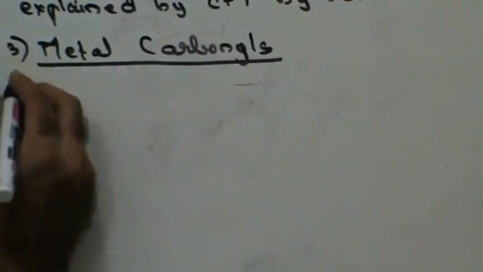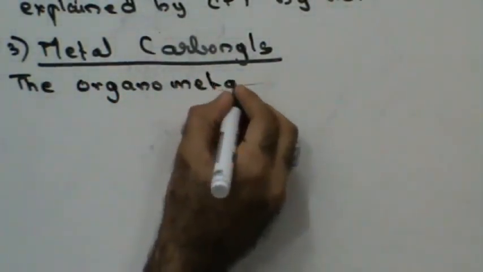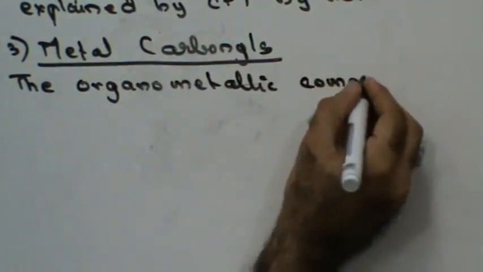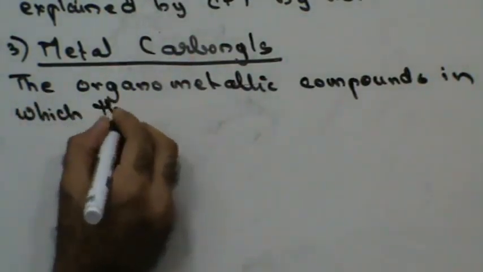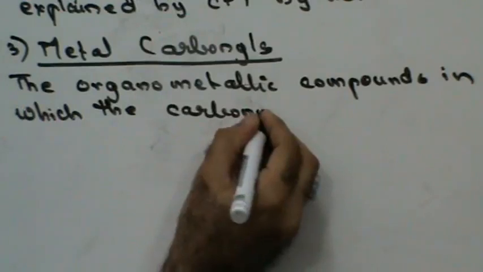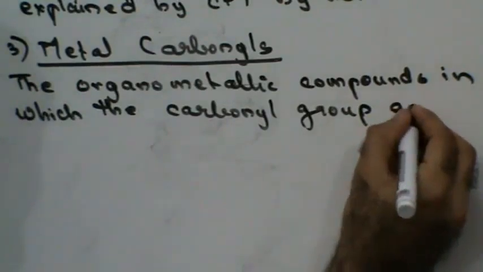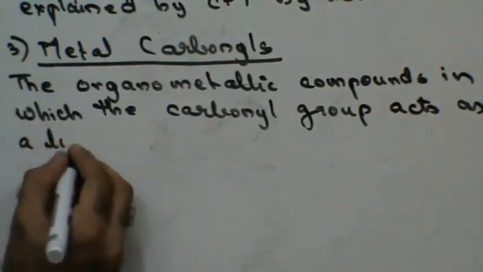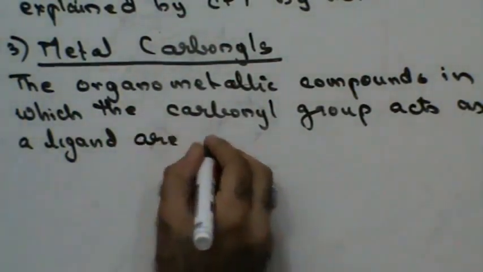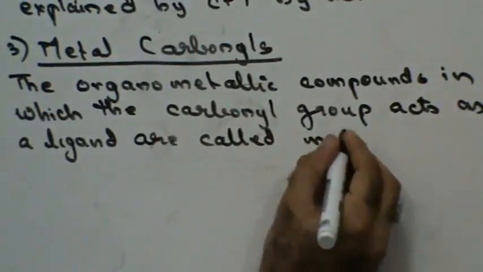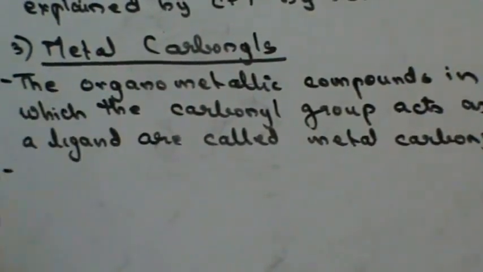Right? The organometallic compounds in which the carbonyl group acts as a ligand are called metal carbonyls. That is what metal carbonyls are.